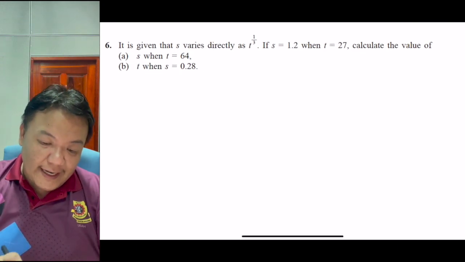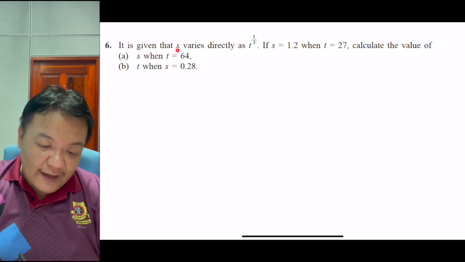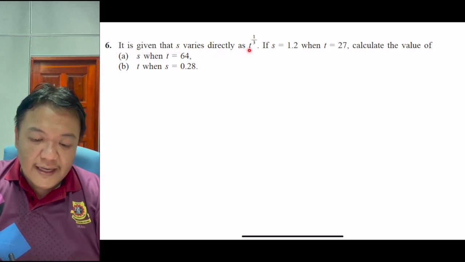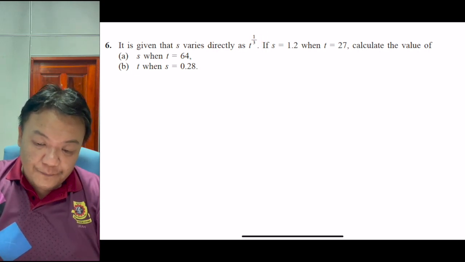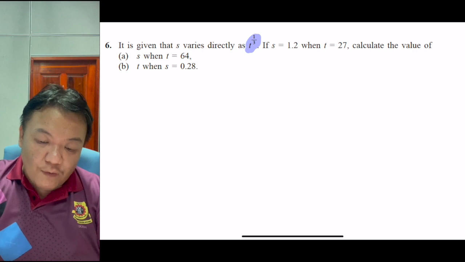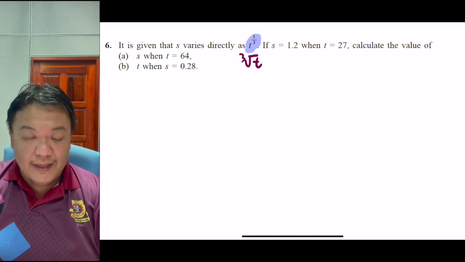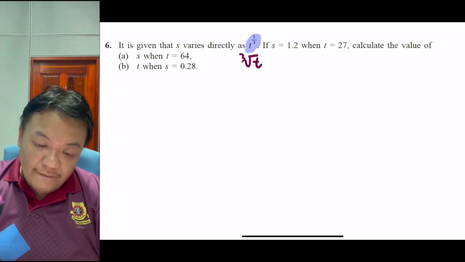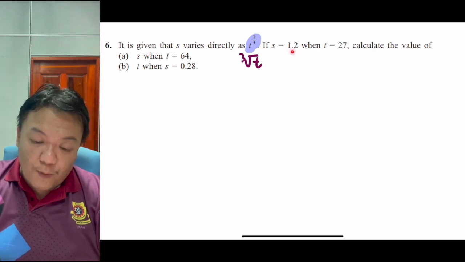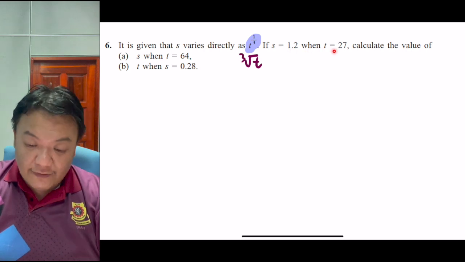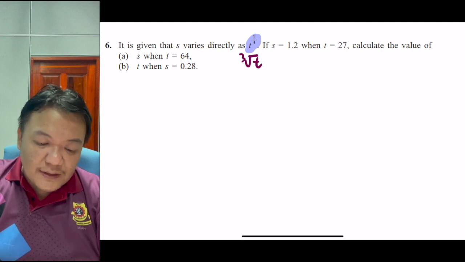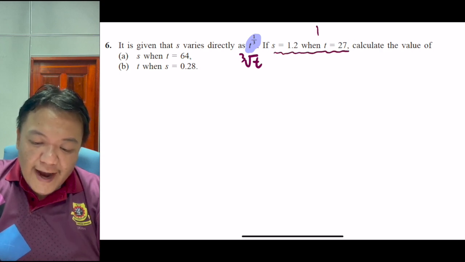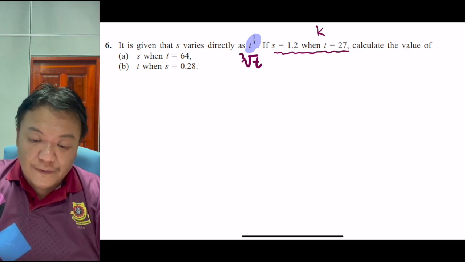Okay, number 6. It is given that s varies directly as t power of 1 over 3. Over here we know that t power of 1 over 3 is also equal to the cube root of t. Same thing. And then what do we have? If s is equals to 1.2 when t is equals to 27, calculate the value. So what is the purpose of these two values? These two values, usually you will use to find k. Please remember that. Don't forget.